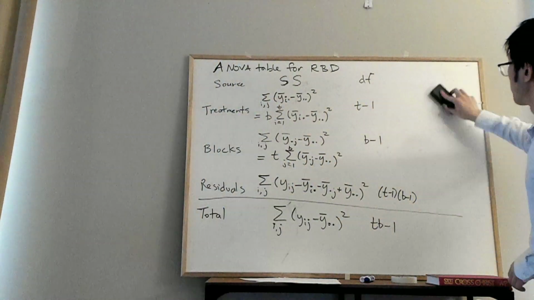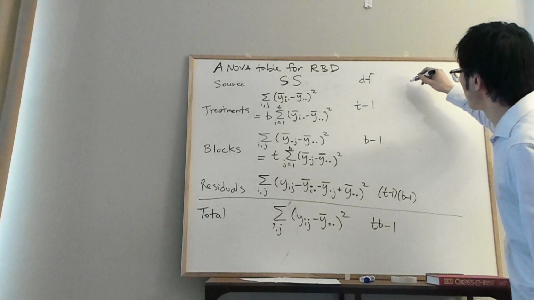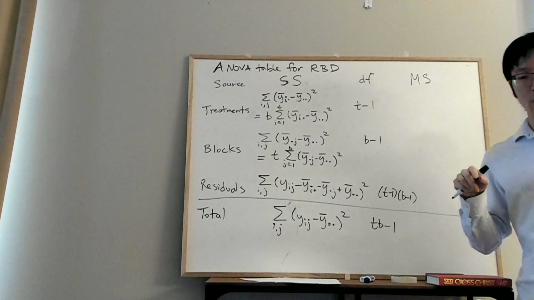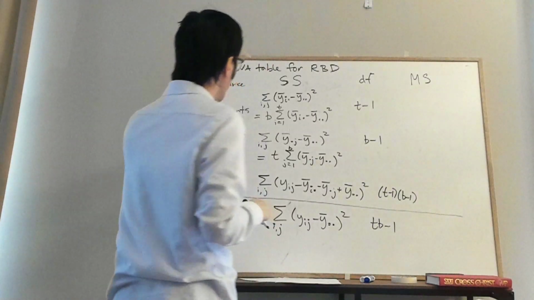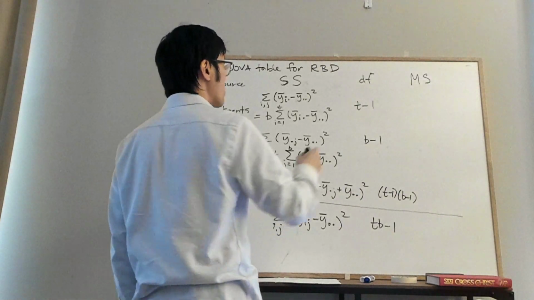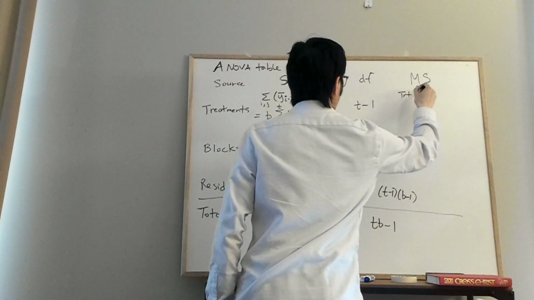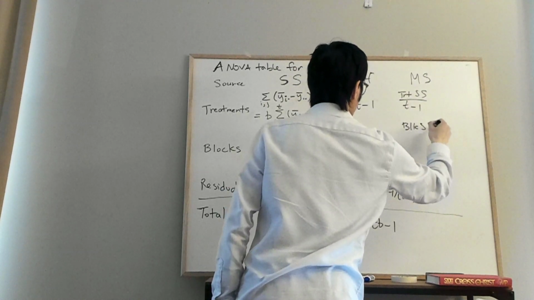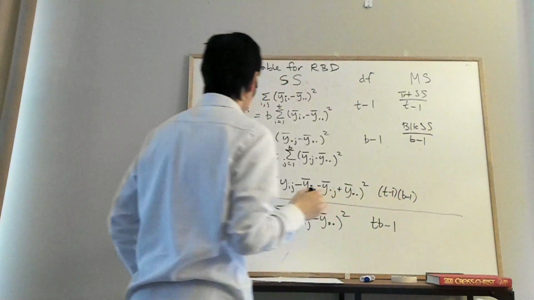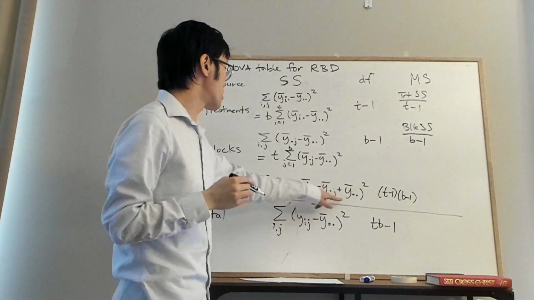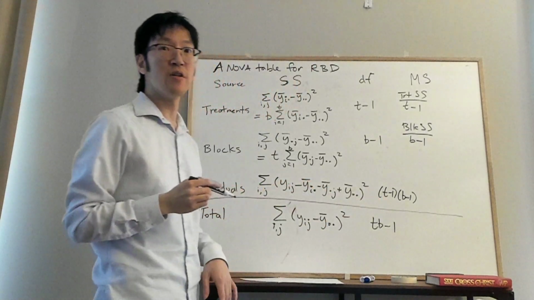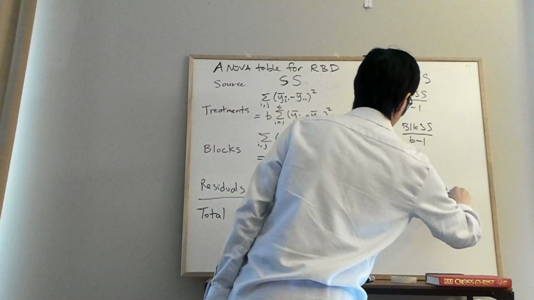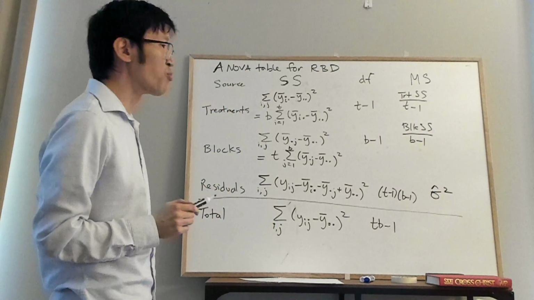And then the total is simply 1 less than the total number of observations, so tb minus 1. Okay, so let me go over here and finish up the table. So we have mean square. All I have to do for mean square is simply divide each by the corresponding degrees of freedom. So this one is the treatment sum of squares over t minus 1, the block sum of squares over b minus 1, and the residual sum of squares divided by its degrees of freedom, that's simply the estimate for sigma squared. So I can simply write sigma squared hat here. It has the same role in this table.